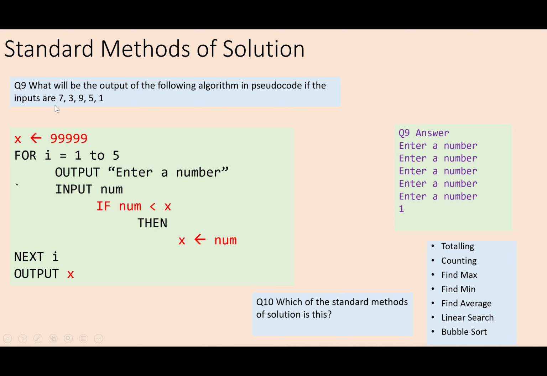And you'll notice that what's happening is each time we're comparing the number that's typed in with x, and if the number they typed in is smaller, then that will become x. So we're looking at the smallest number in this list of numbers here. Okay, so hopefully you've got that, and that is indeed the algorithm to find the minimum or the smallest number.